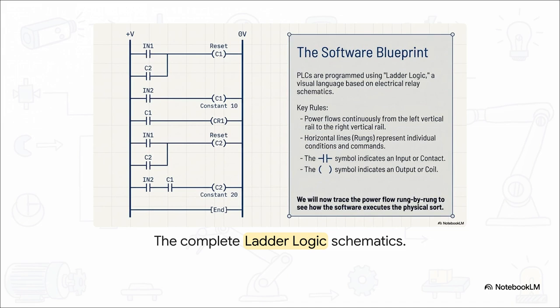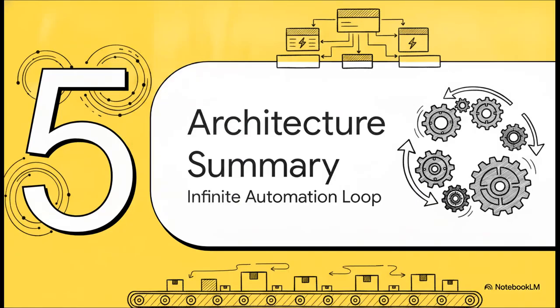On the bottom rung, IN2 continues pulsing, but now it's incrementing counter C2. When C2 reaches its constant of 20, we look back up at the first and third rungs. C2 closes contacts that trigger the reset coils for both counters. Everything clears, CR1 loses power, the flap springs back, and the whole cycle starts fresh. That was the microscopic view of the code.